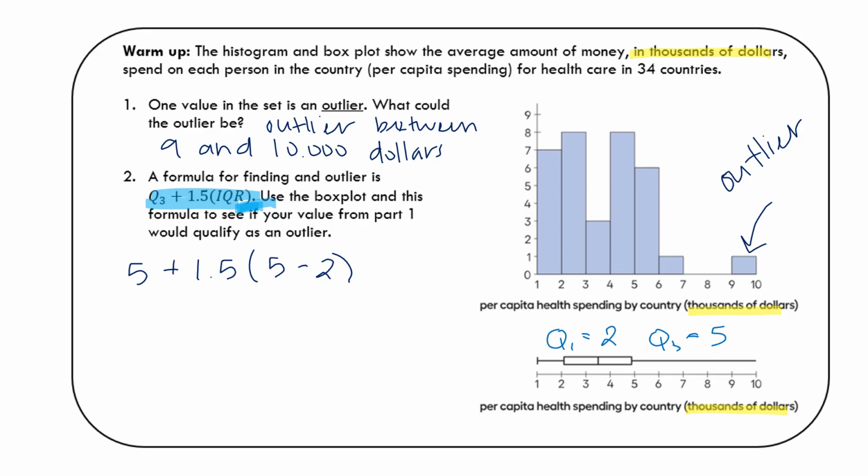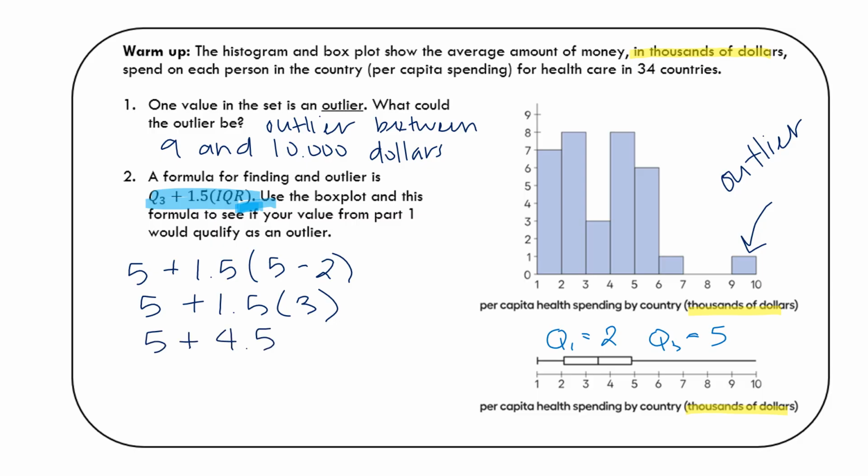All right, I'm going to use my PEMDAS or my order of operations to go ahead and simplify this. So I have 5 plus 1.5. I always start with what's inside the parentheses. And then I'm going to do 1.5 times 3, which is 4.5.